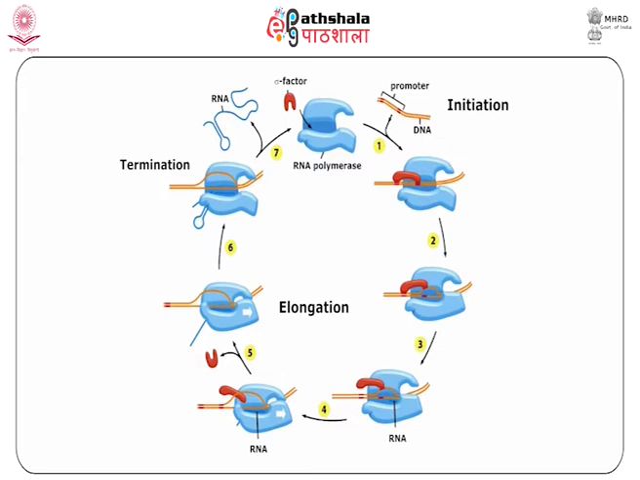Next is elongation. During this process, RNA polymerase adds nucleotides to the 3' end of the growing RNA. It also involves proofreading mechanism. And lastly is termination. Once RNA polymerase enzyme reaches termination site of DNA, then no more nucleotides are added. RNA chain is released, and at this point, transcription ends.